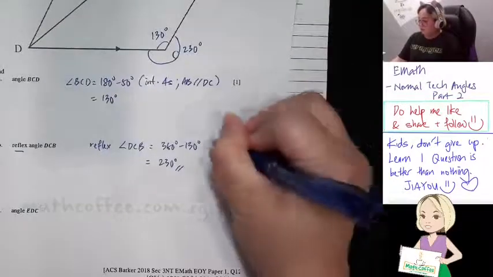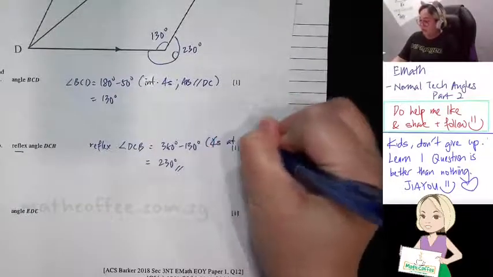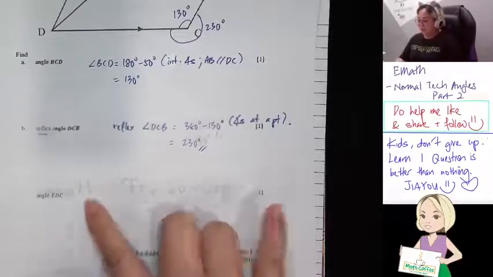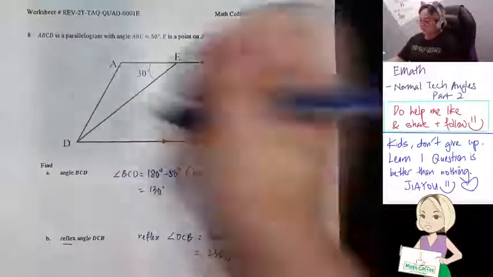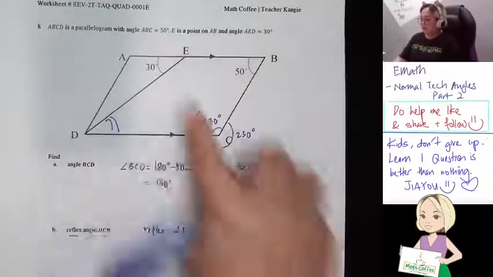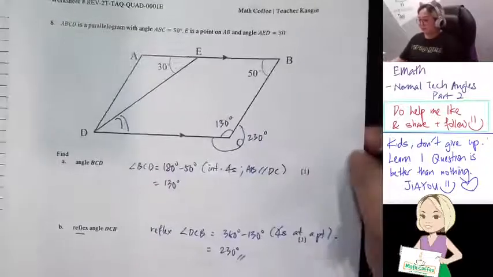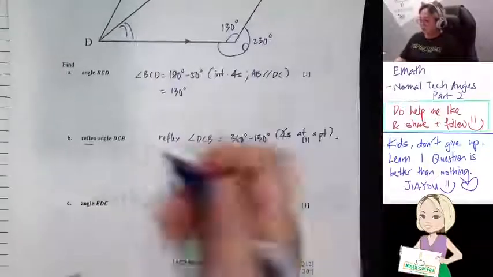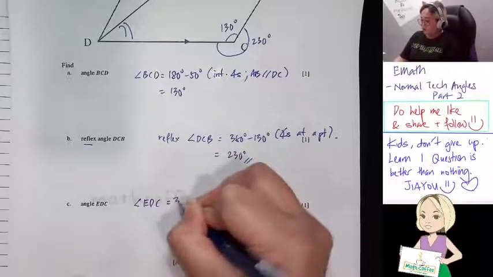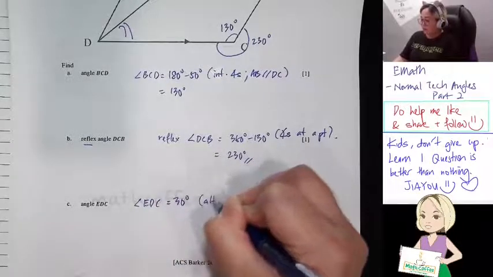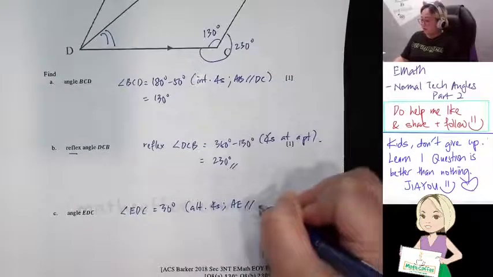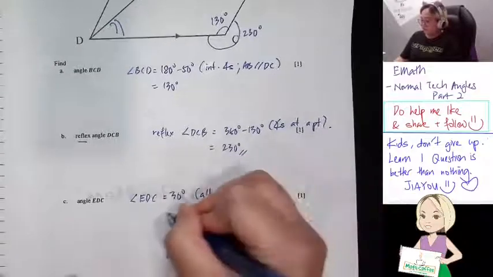Yes, we have to write angles at a point. Okay, angles at a point. Next, lastly, angle EDC over here. Okay, I can already see Zach. So angle EDC will be equal to 30 degrees. This is alternate angles again. So it will be AE parallel with DC. Done.